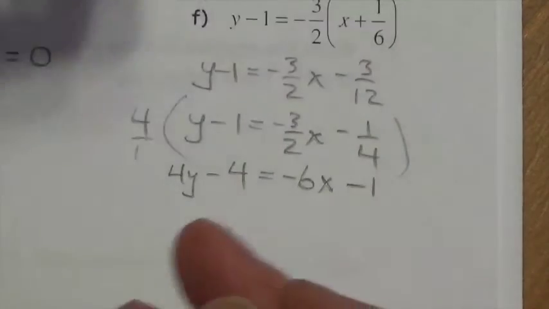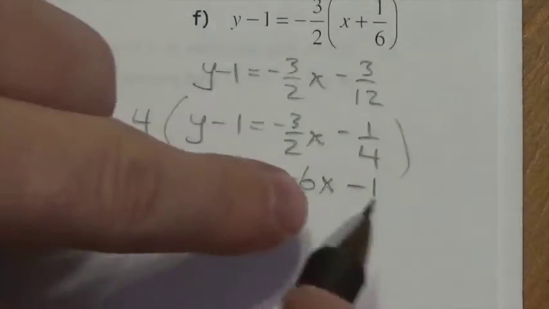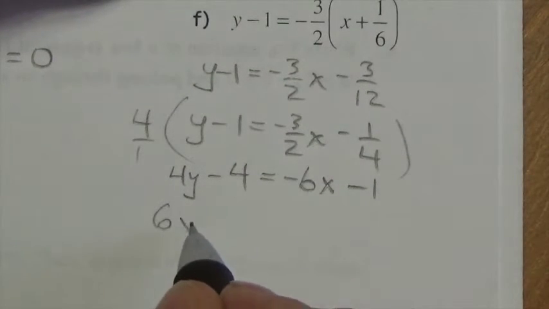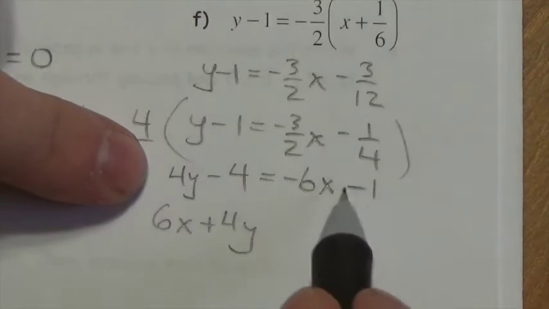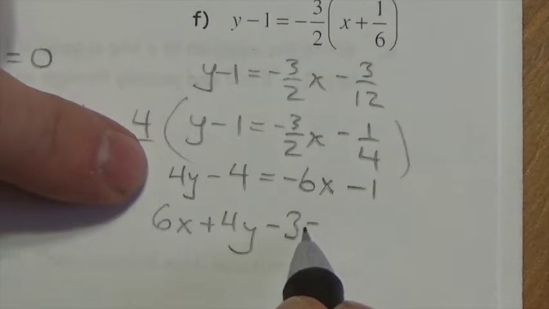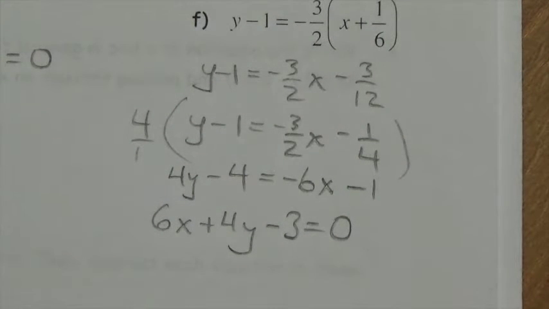Now I need to bring everything over to whichever side is going to allow the coefficient of x to be positive. Well, it's negative here, so I'm going to add it, bring it over here. So 6x plus 4y, didn't have to change the y. And then I'll add 1 to both sides. Negative 4 plus 1 is going to be negative 3, is equal to 0. And so that's the equation of that line in general form.